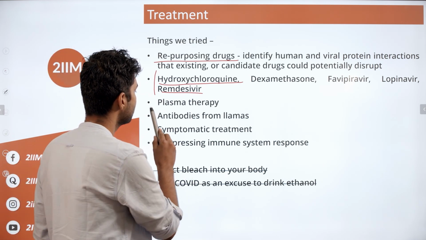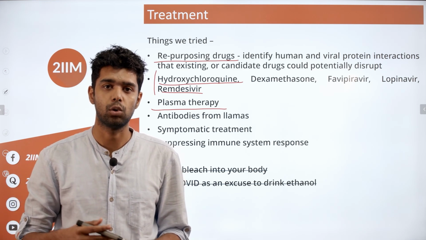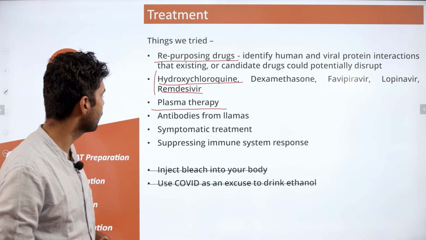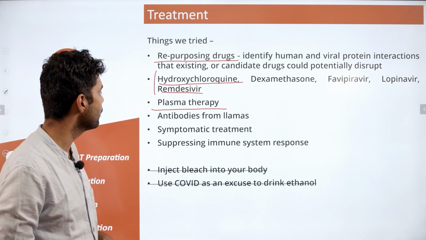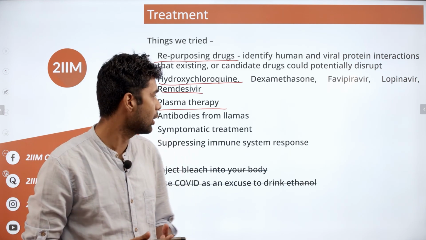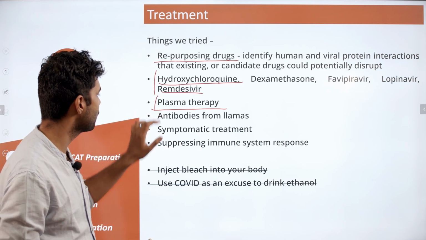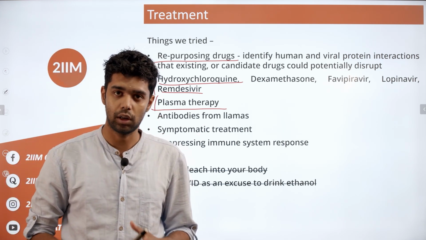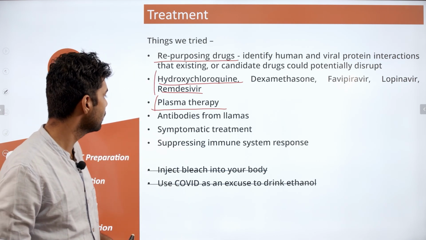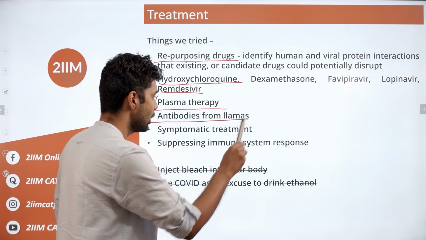We've also tried plasma therapy. So plasma therapy is where you take the blood of a person who's actually cured of COVID-19. You take that blood and you transfuse it into the other infected person, so that the antibodies in that blood might actually help the other person develop an immune response. So that is about plasma therapy. People are not really confident about plasma therapy because it does involve some amount of risk, but in some cases it has actually helped. So that is ongoing. We also talked about antibodies from llama.